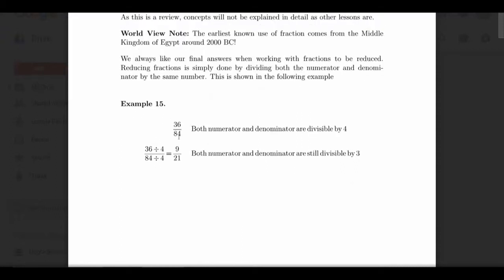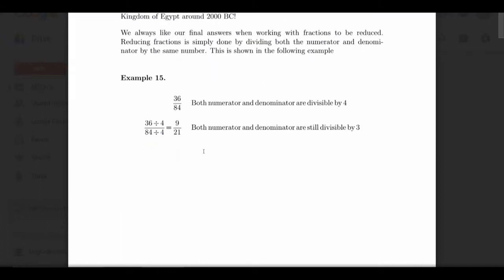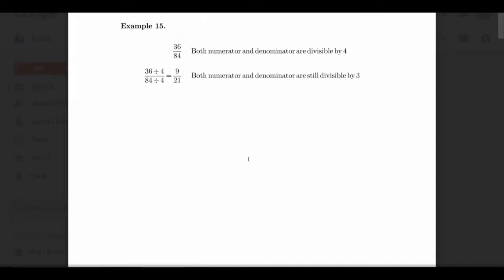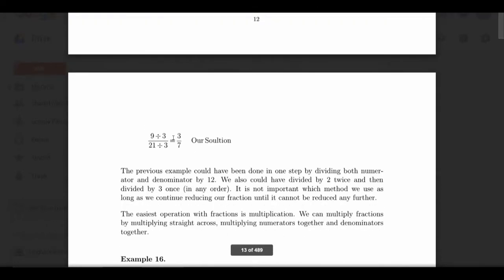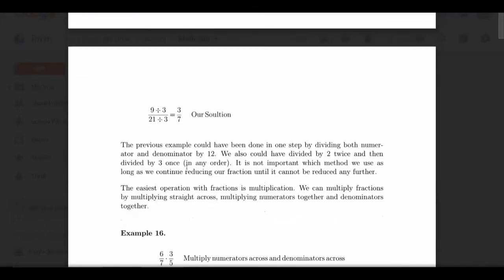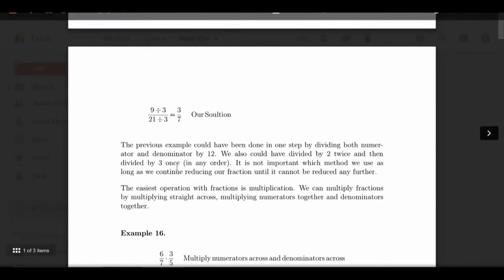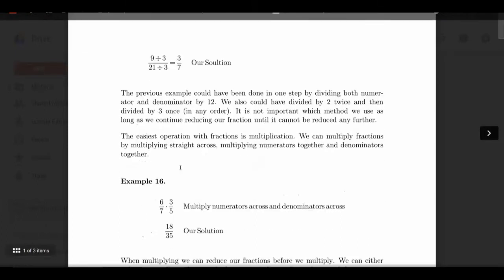So let's look at 36 over 84. Both the numerator and denominator are divisible by 4. So 36 divided by 4 equals 9. 84 divided by 4 equals 21. And you can see that right here. Now, a little trick. Anytime you have two even numbers, you know they're divisible at least by 2. Both numerator and denominator are still divisible by 3. 9 divided by 3, 21 divided by 3, that's our solution. The previous example could have been done in one step by dividing both the numerator and denominator by 12. We can also divide it by 2 twice, then divide it by 3. The order really isn't important.